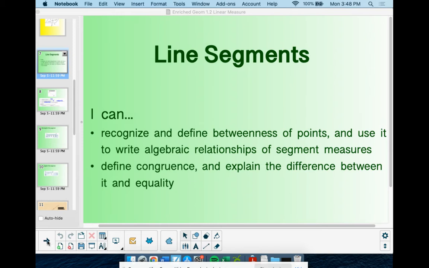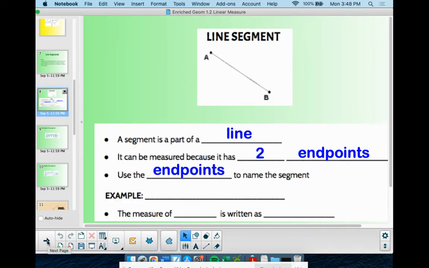So let's first break it down a bit. A line segment is a part of a line. It can be measured because it has two endpoints, and we use those endpoints to name the segment. So remember, a line goes on for forever, whereas a line segment has a start and a stopping point. So in this case here, our two endpoints would be A and B.